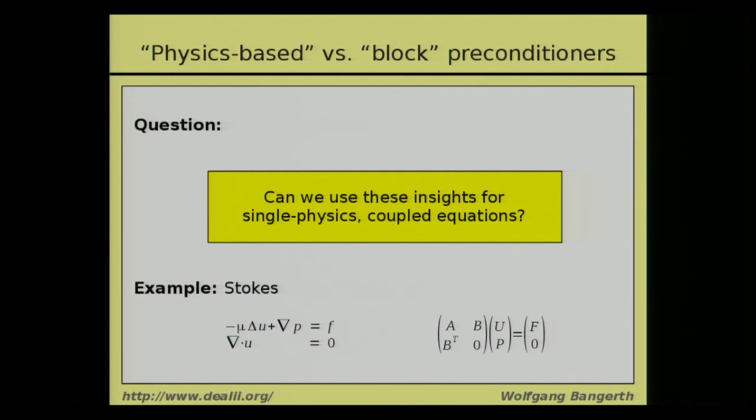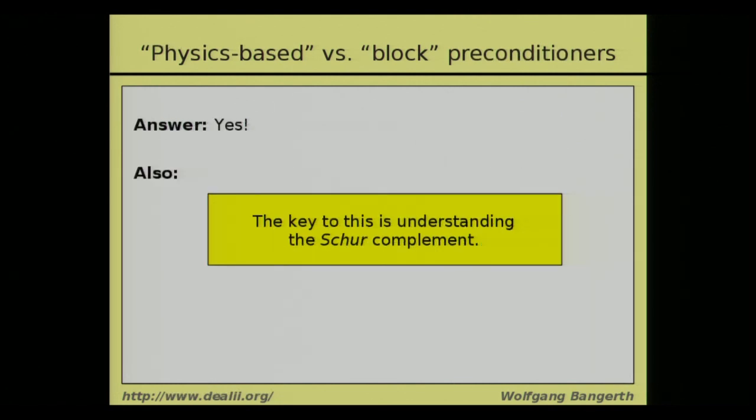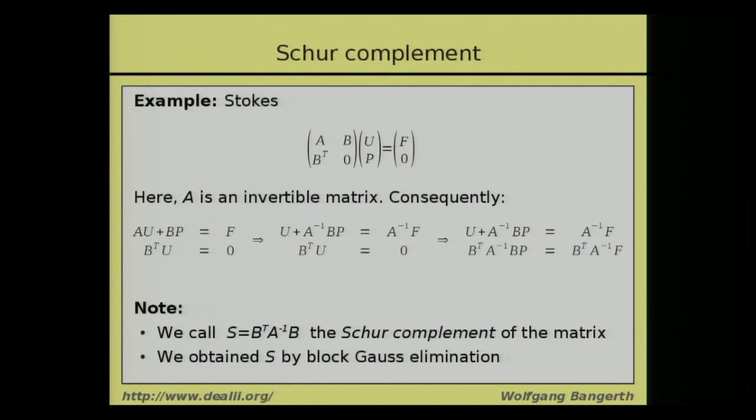So I cannot immediately construct preconditioners out of this, but I can follow the same kind of concept as we had before, namely that I want to take into account the block structure of this matrix to construct a preconditioner. And so the answer to this question, whether I can use these insights from physics-based preconditioners for coupled single physics equations, the answer to this is yes. What we need to do when we want to do this is to understand something that we call the Schur complement. And so let me walk you through this real quick.